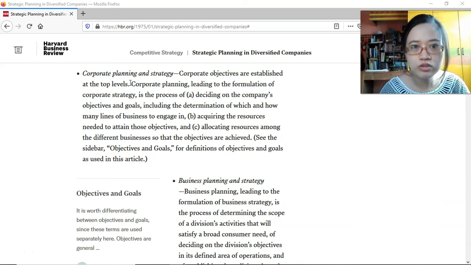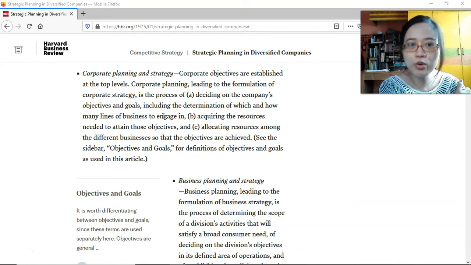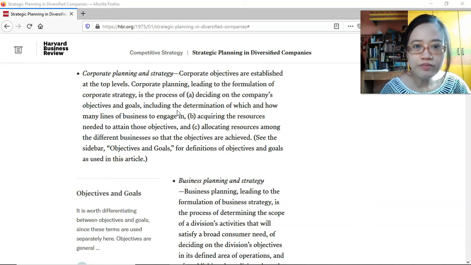Okay, so una muna, corporate planning and strategy. Corporate objectives are established at the top levels. Corporate planning, leading to the formulation of corporate strategy, is the process of first, deciding on the company's objectives and goals. Kasi yan yung magiging batayan ng mga decision-making. Okay? Kung supportive ba or makakatulong ba to achieve the goals and objectives.